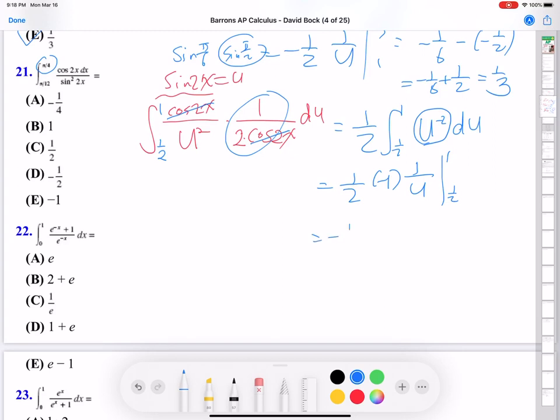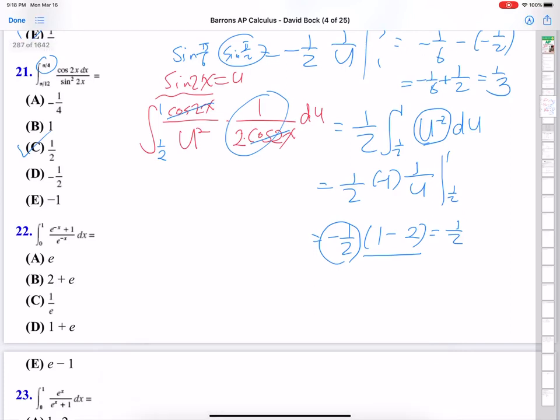So negative 1 over 2, and then plug in the top number, which is 1, minus plug in the bottom number. So 1 over 1/2 is 2. So positive 1/2. Negative 1/2 times negative 1 is positive 1/2. C is the answer.